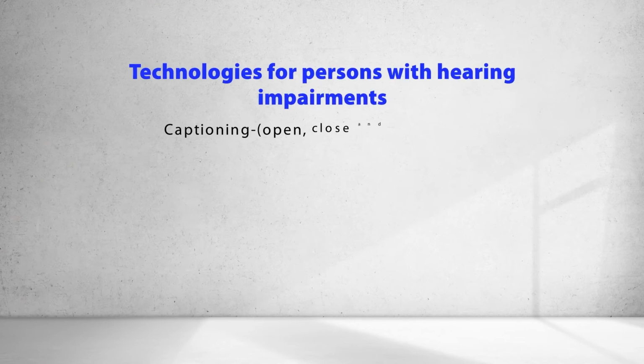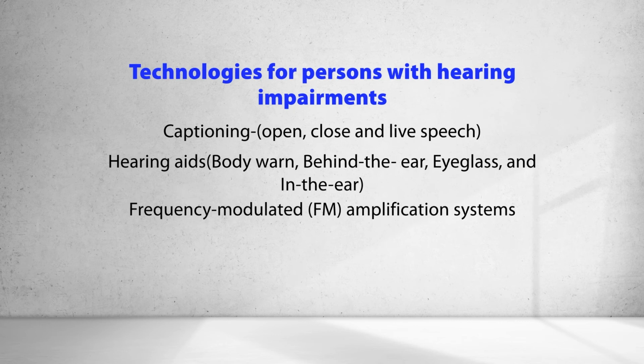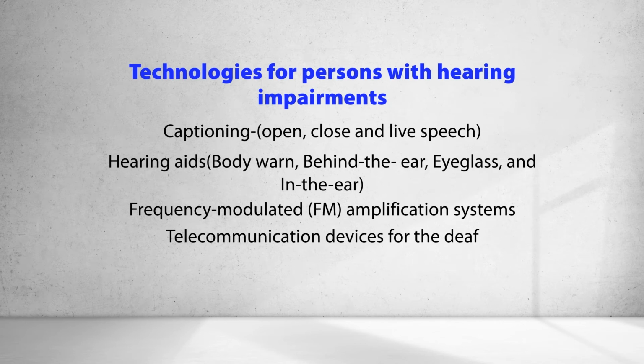when we talk about the technologies for the persons with hearing impairments, we talk about the captioning. The captioning can be closed or live speech. We all know that nowadays in all the television programs and other programs also, we get an option of captioning. If we switch on that, then definitely the display of the visual and the audio elements can be seen at the bottom of the screen. These kinds of technologies will be helpful for the persons with hearing impairment.